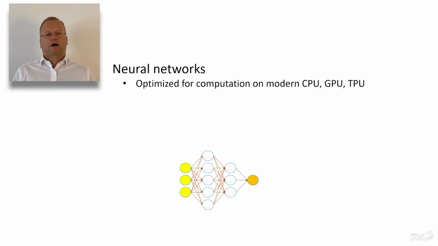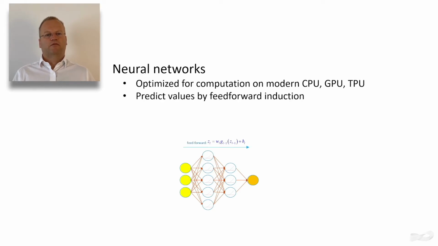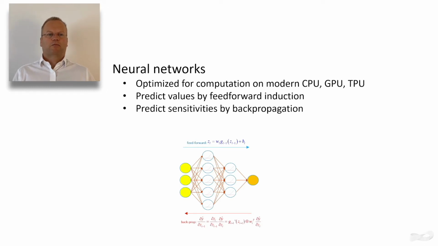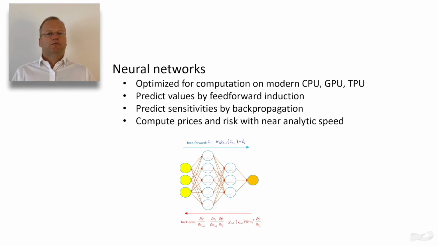Neural networks are also optimized for computation on modern hardware. They are capable of predicting values by feed-forward induction and sensitivities by backpropagation, very efficiently with practically analytic speed. This being said, our differential approach easily carries over to different types of machine learning models.